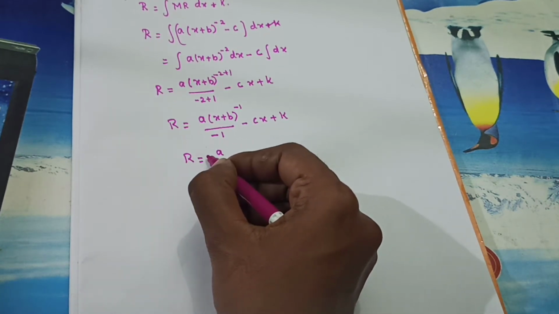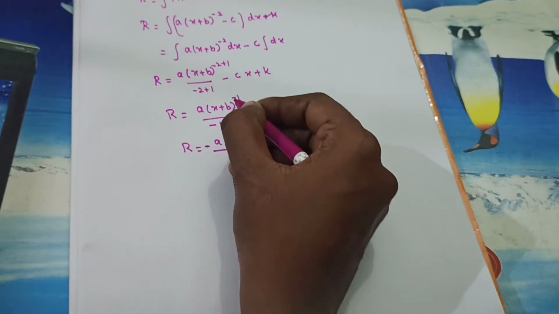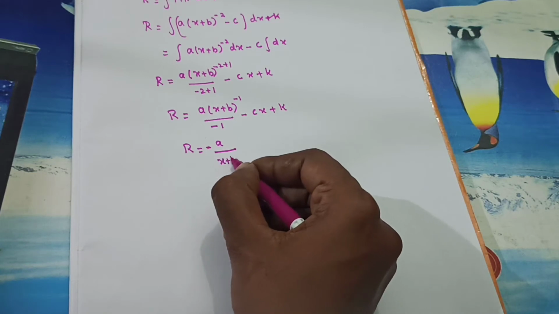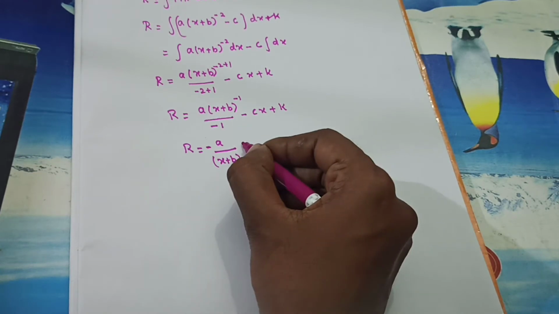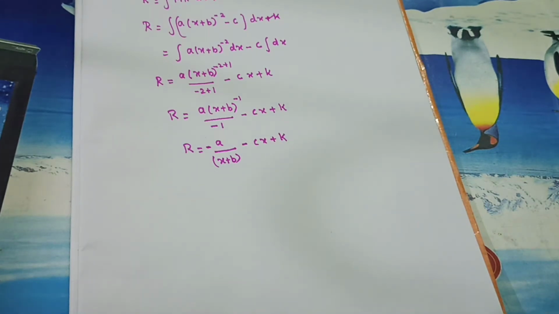So R is equal to, here one minus is there. Is it right? Minus will come there. Shall we bring this numerator power to the denominator? The reason is power minus 1. So you can write it in the denominator: minus a by (x plus b) minus cx plus k. Have you all understood up to this? If the power is negative, you can change denominator power to numerator by making the power positive, or numerator to denominator.